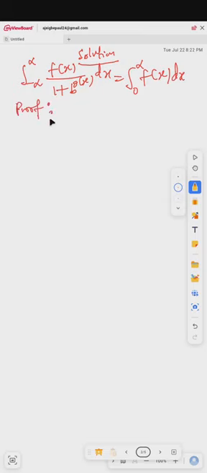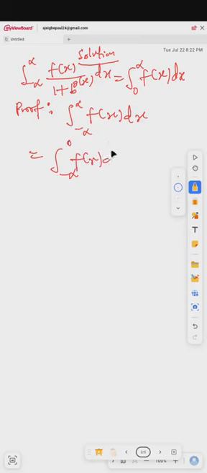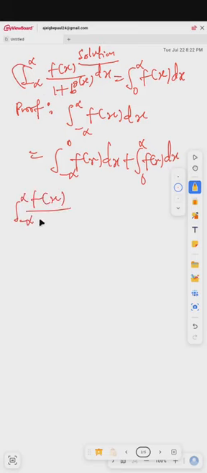Now note that if you have an integral of f of x from minus alpha to positive alpha, this is the same thing as the integral from negative alpha to 0 of f of x dx plus the integral from 0 to alpha of f of x dx. Take note of that. Okay, so we are going to rewrite this integral as the integral from negative alpha to positive alpha of f of x over 1 plus b raised to the power of g of x dx.